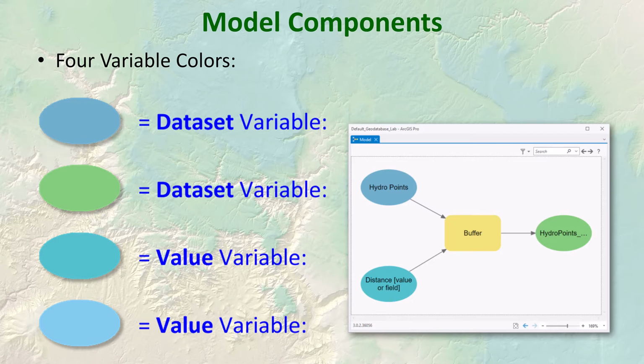The data set to be buffered would be a dark blue oval because it's a data set. The buffer distance would be this lighter blue oval because it's just a simple number. Buffer feature class being created would be a green oval because it's a data set and it's an output data set from the buffer tool.